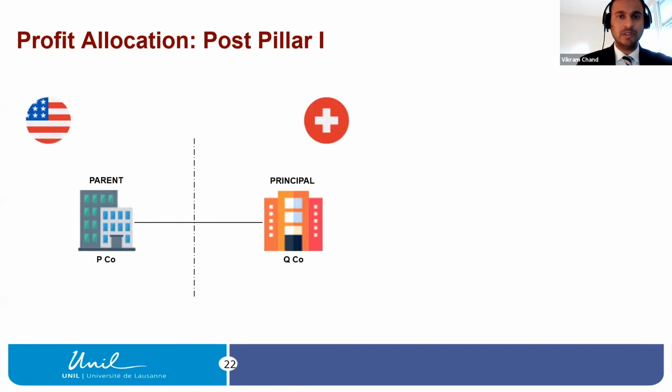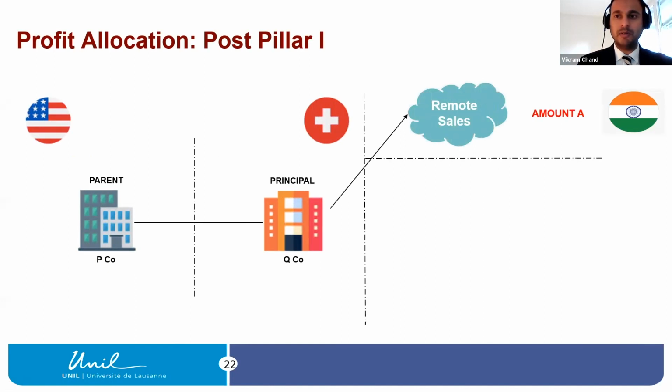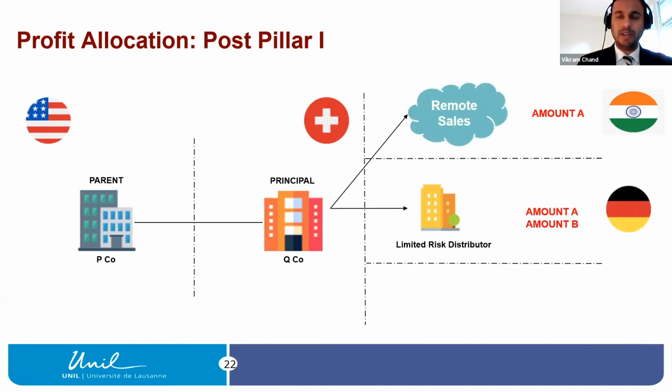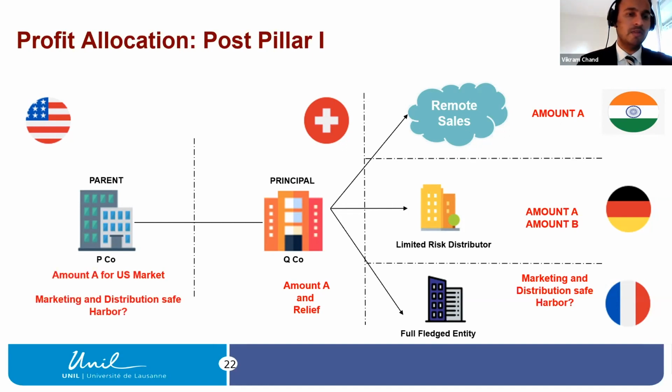But before that, I would just like to show to everyone that post Amount A reallocations, there would be an Amount A which will be paid in India, Amount A and B in Germany. There would be no Amount A in France because of the marketing and distribution safe harbor test. The principal entity in Switzerland would have an Amount A liability, but because of the relief rules, there would be no Amount A liability. Further, the corporate income tax base of Switzerland could be reduced. And in the US, probably there will be no Amount A as a result of the marketing and distribution safe harbor test.